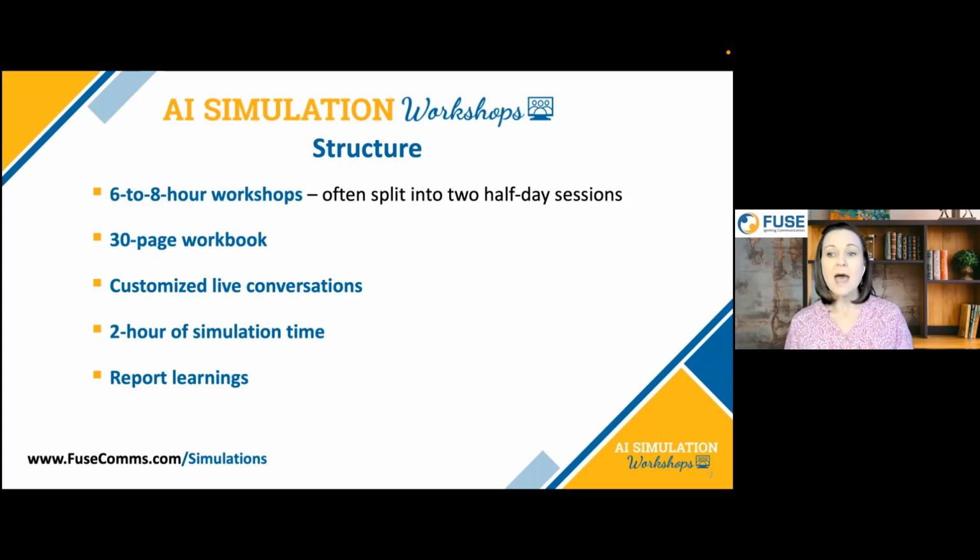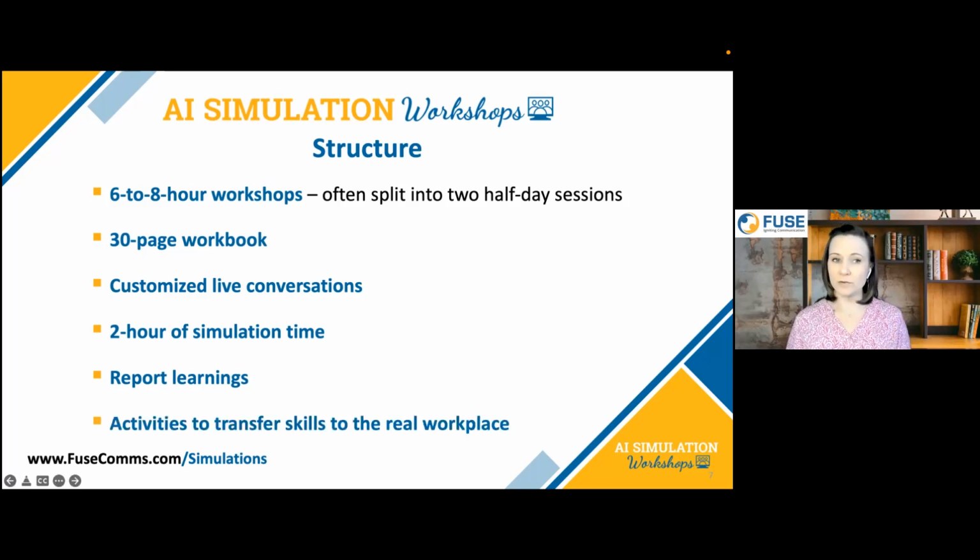And then after the simulation is complete, there are a whole bunch of activities that we use to transfer the lessons learned and skills gained during the workshop back to their real workplace. Anything I can clarify about the structure of the workshops?